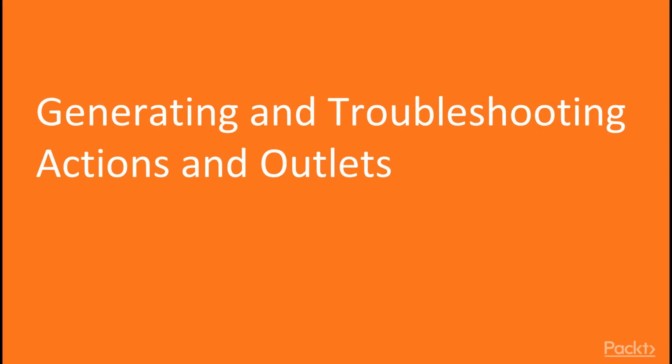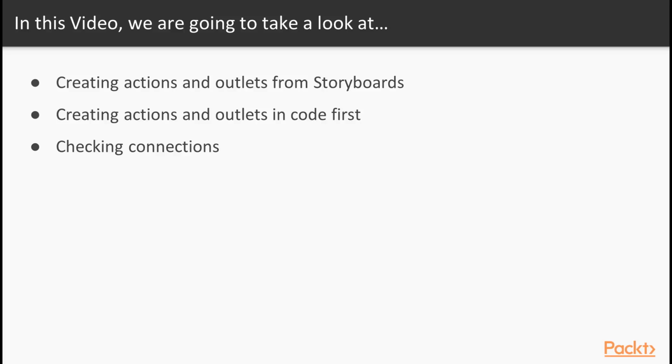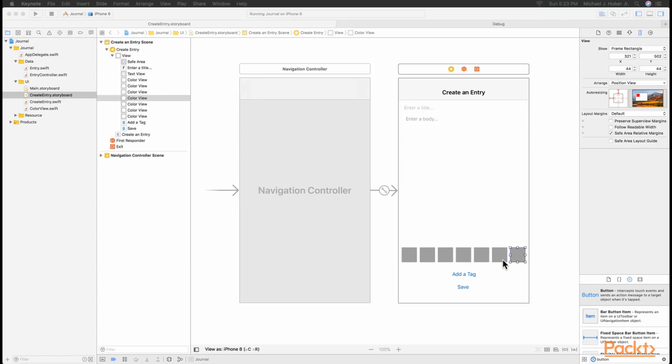Welcome to Generating and Troubleshooting Actions and Outlets. We will cover creating actions and outlets from storyboards, and then we will cover creating actions and outlets in code first, and then hooking them up in storyboards. And then we will look at a couple ways that we can actually check these connections to make sure they are hooked up correctly. So let's begin creating some of these outlets and actions.